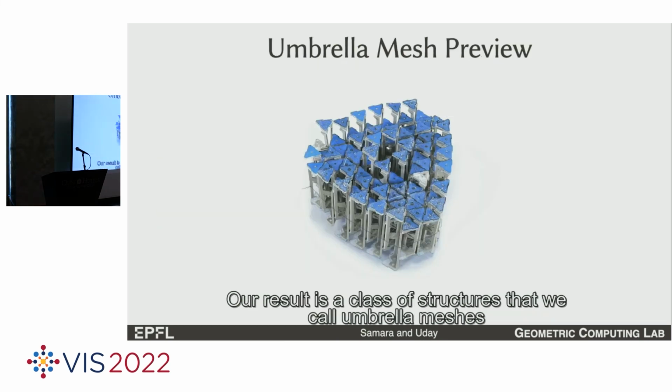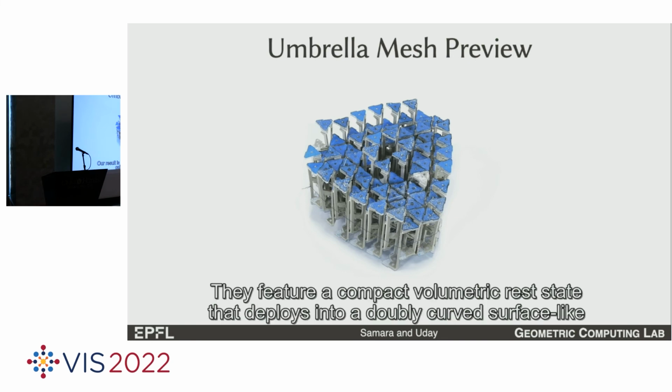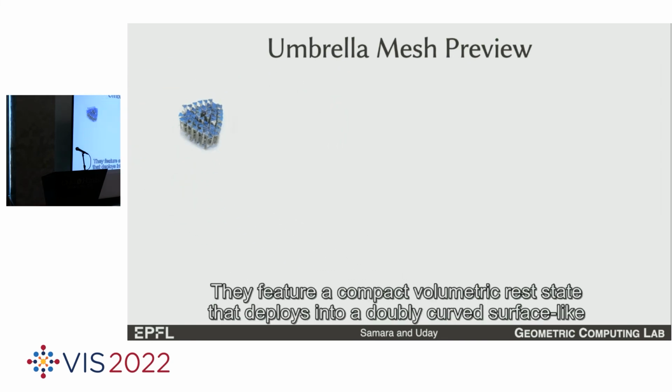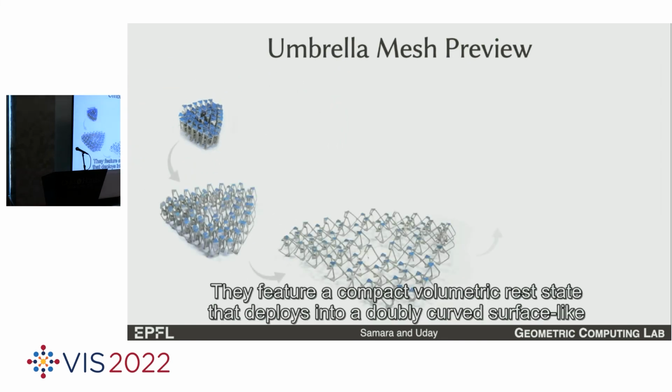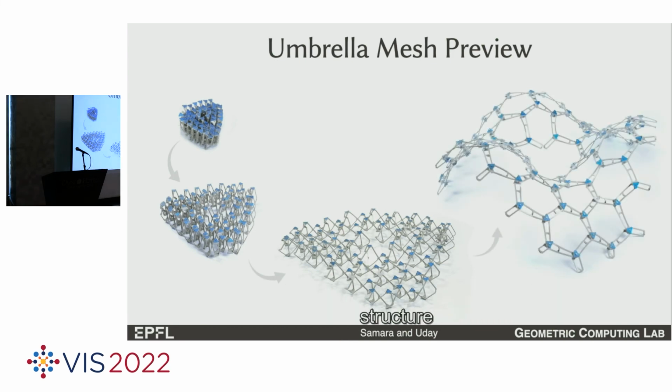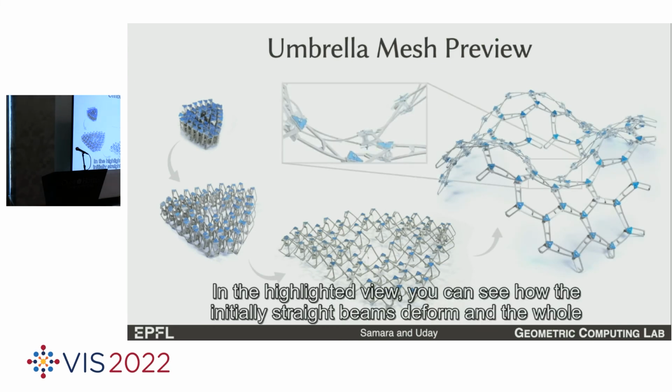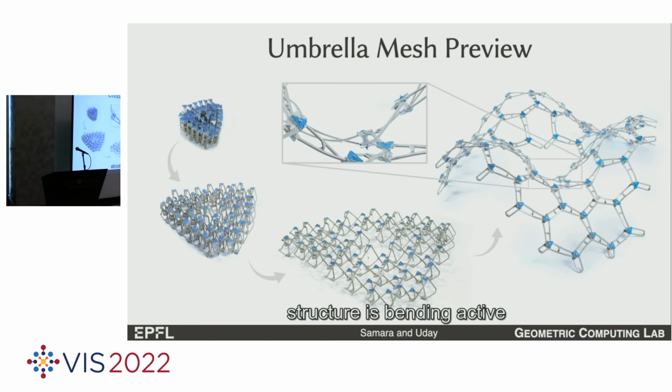Our result is a class of structures that we call umbrella meshes. They feature a compact volumetric rest state that deploys into a doubly curved surface-like structure. In the highlighted view, you can see how the initially straight beams deform and the whole structure is bending active.